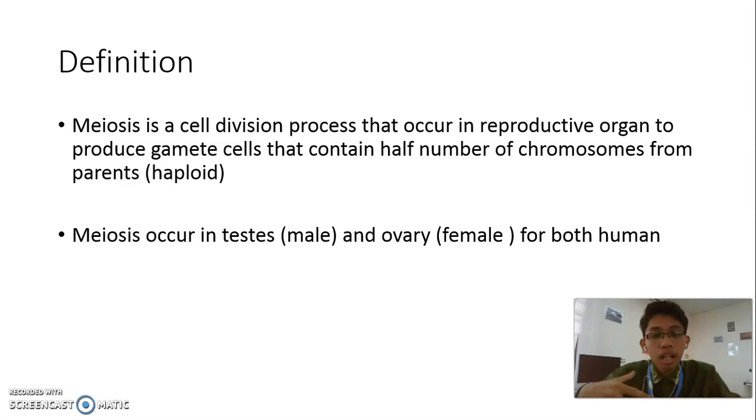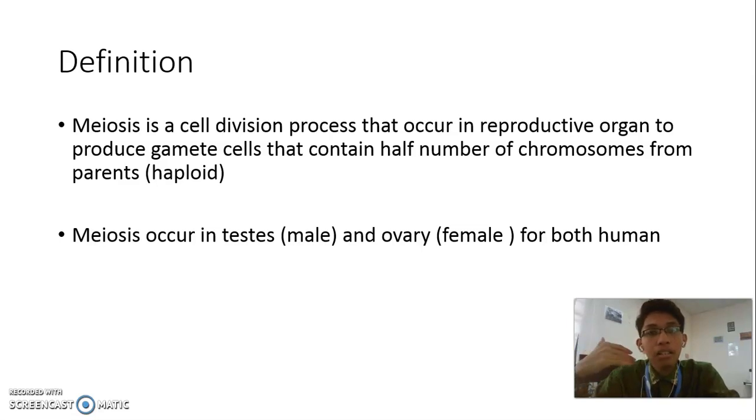In other words, it's haploid. For example, if the parent's chromosome number is 30, the gamete cells or the daughter cells should be half of the parent's number of chromosomes, which is 15. So meiosis only occurs to produce gamete cells.